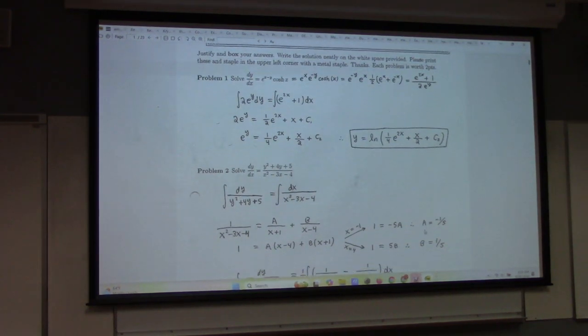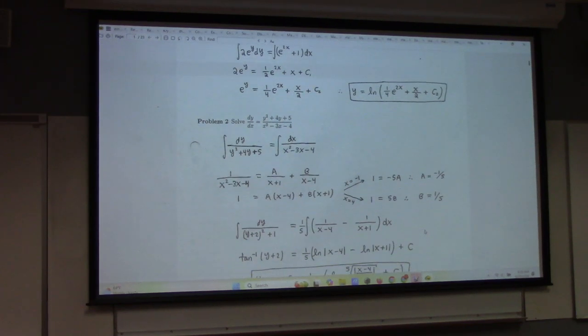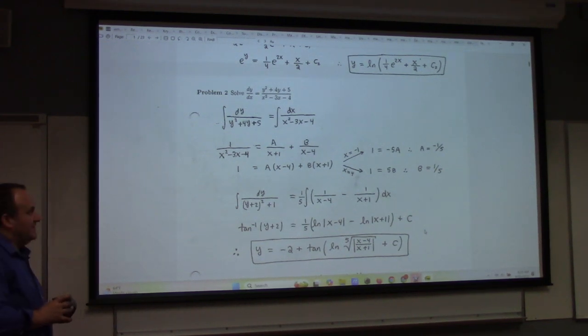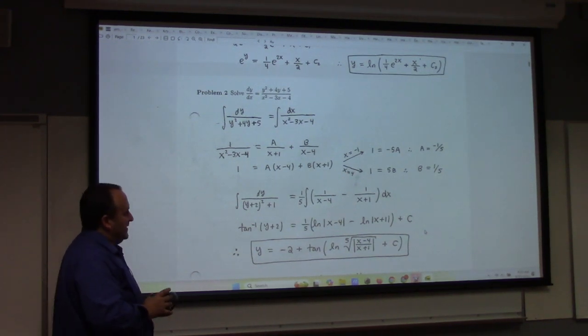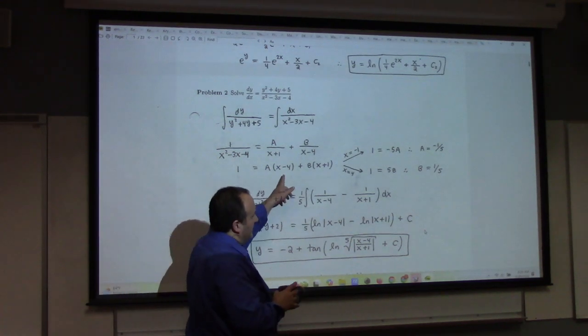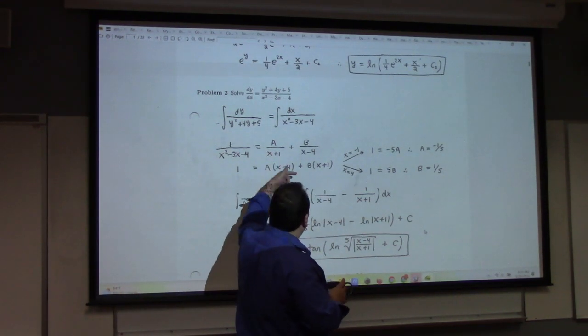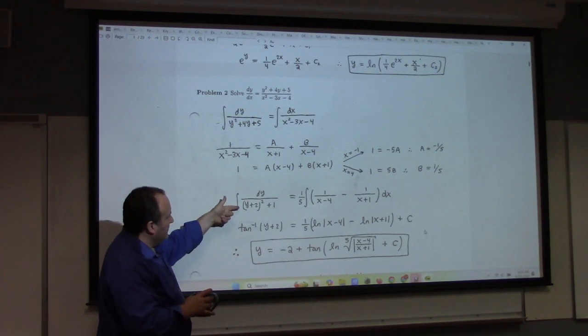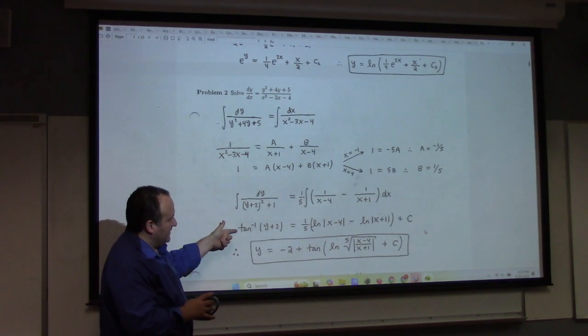Let's see here. Problem 2, again, is separation of variables. This one's a little bit more fun because the integration involves partial fractions for the x, right? So here's your calculus 2. So that brings us to here. There's a 5th out front. This guy over here, you make a u equals y plus 2 substitution. That brings us to an inverse tangent integral, just like that.